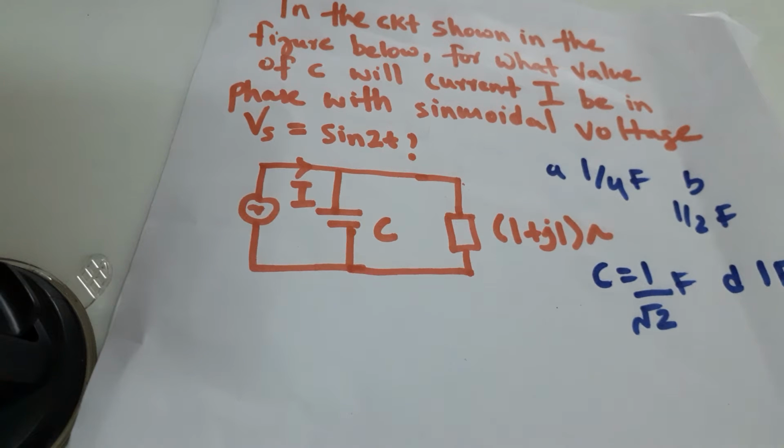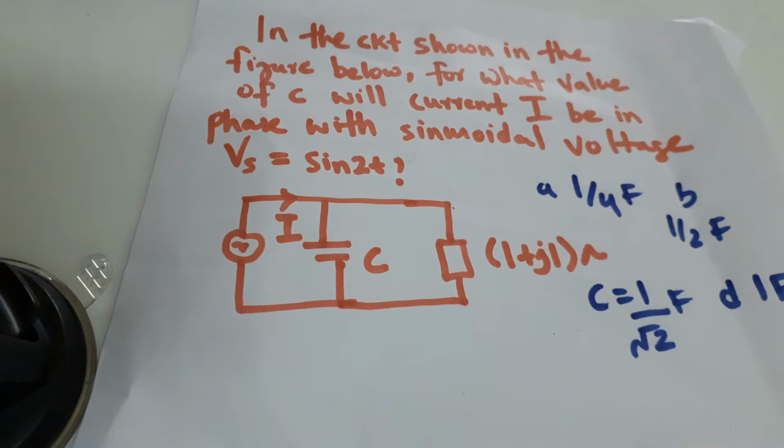Hello. It's a very interesting question over here. The question reads: in the circuit shown in the figure below, for what value of C will current I be in phase with sinusoidal voltage? Vs is equal to sin 2t.